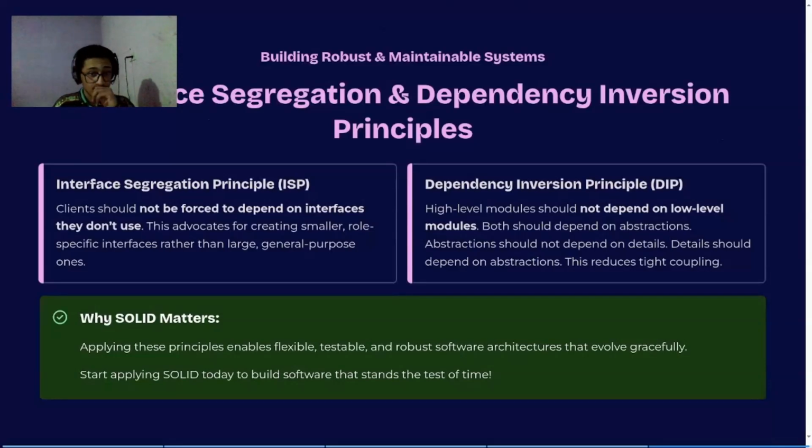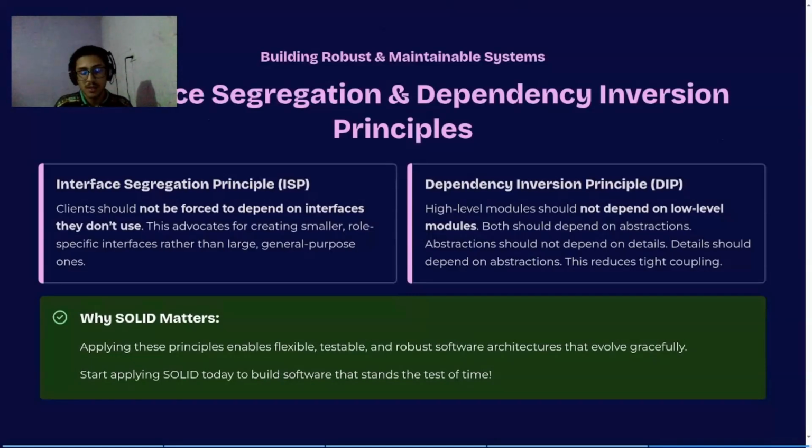Finally, let's cover ISP and DIP. The interface segregation principle: clients shouldn't be forced to depend on interfaces they don't use. Instead of one bloated interface, create smaller, role-specific ones. So you need to create smaller and specific interfaces.